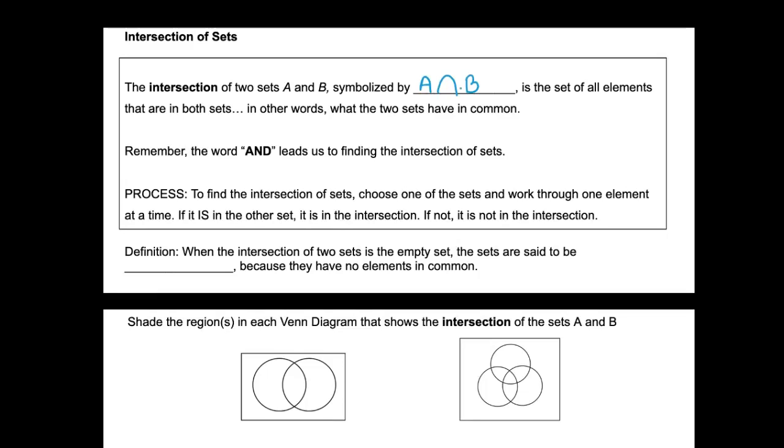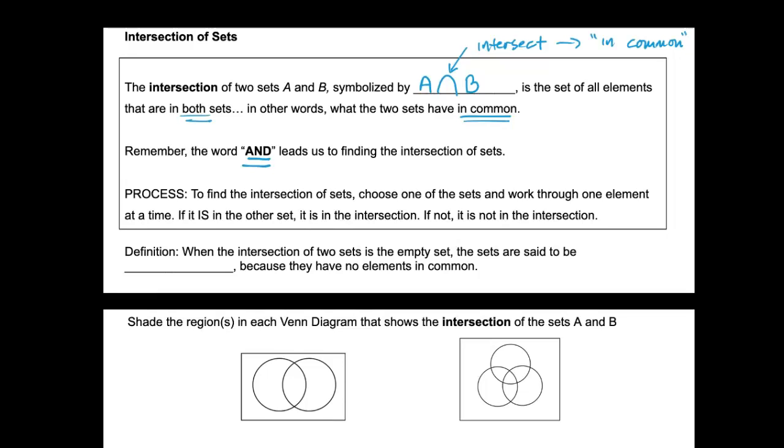We can also say A and B. So the word "and" leads us to finding the intersection of sets. The reason is because the intersect symbol is asking us to find the set of all elements that are in both sets, or in other words, what do the 2 sets have in common? Whenever I see this symbol, it does mean intersect, but I always think of the phrase "in common." So what do the 2 sets that are listed have in common, or what is in A and B? So think of the word "and" or the phrase "in common."